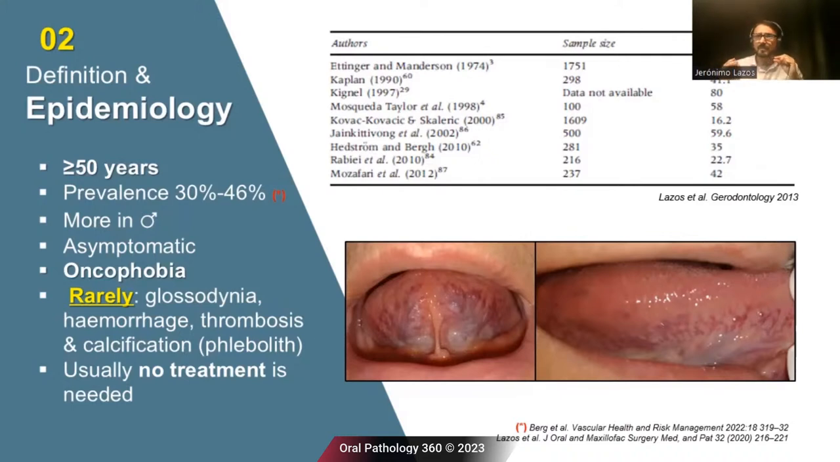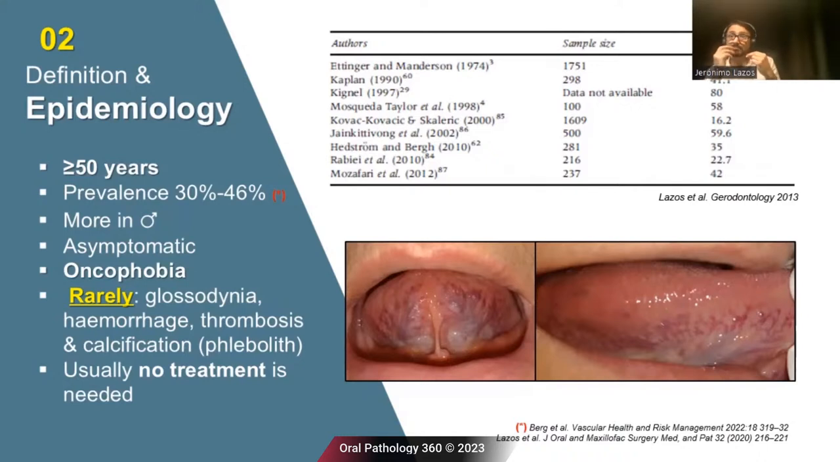The enlarged veins sometimes, when the patient notices them for the first time, they go to the bathroom, they are brushing their teeth, and one day they decide to lift up the tongue and they see this world of blue or violet, and they can be really frightened by that. And sometimes when the patients see the oral varicosities, particularly when they are really developing and covering large areas of the ventral surface of the tongue, they may suffer from oncophobia.